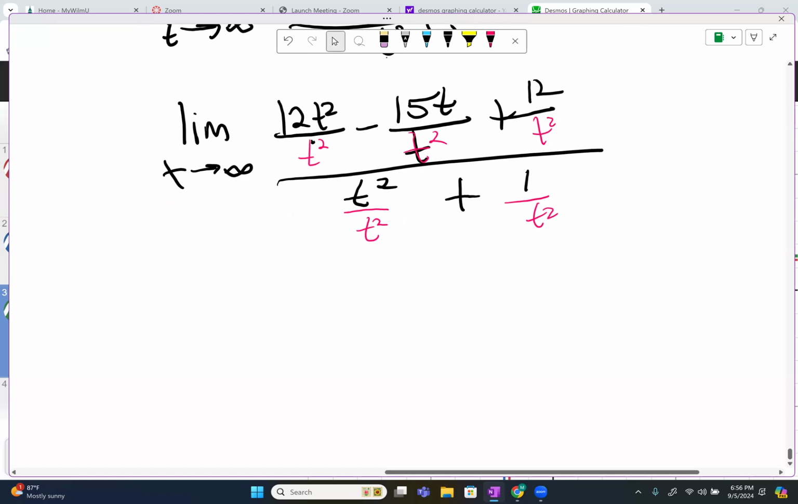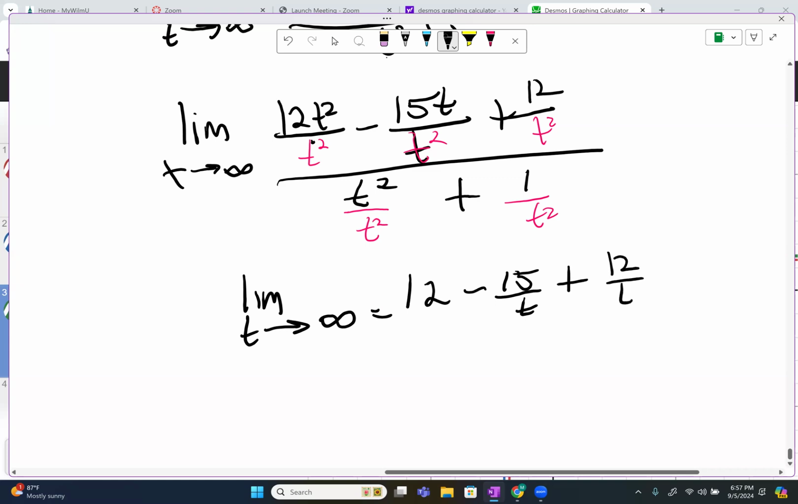So what happens is the t squares reduce. So the limit as t approaches infinity becomes 12 minus 15 over t plus 12 over t squared. And all of this becomes over 1 plus 1 over t squared.